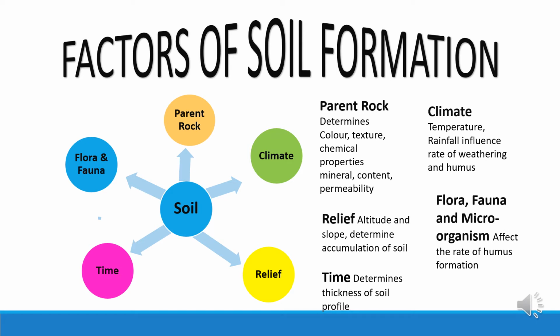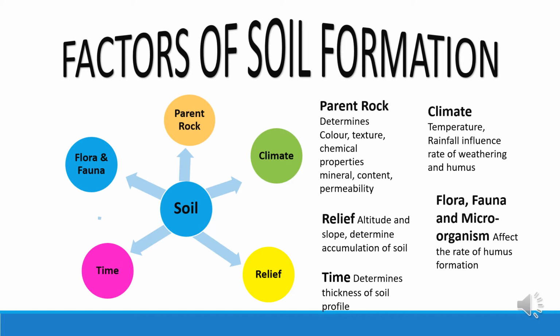Factors of soil formation. Here you can see there are 5 different factors which lead to soil formation. First one, let us take parent rock. Parent rock is the one which determines the color of the soil, texture, chemical properties and the mineral content of the soil, and also the permeability, meaning whether it will absorb the water or not. All are based on the parent rock. Based on the parent rock only, the soil will have its characteristics.